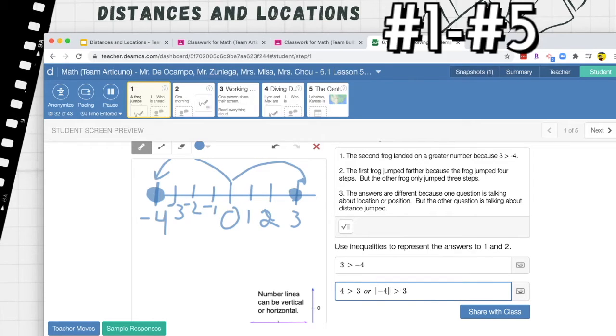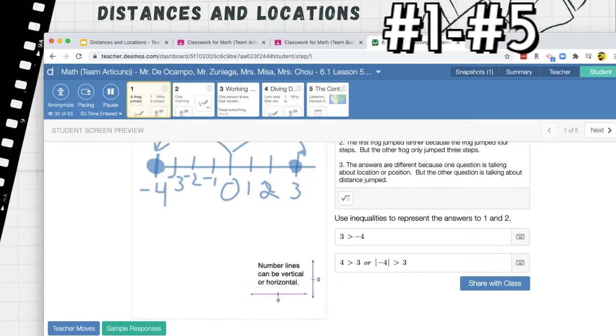Okay, now you can use this if you remember what absolute value is. Remember, absolute value is the distance between a number and 0. It means how far is this -4 from 0. So you could use this or this. Alright, so that's number 1.